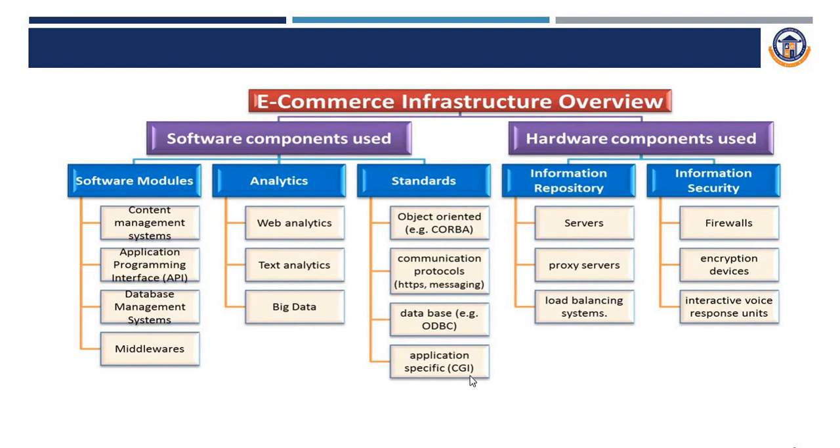Coming to the second major part, the hardware components used in e-commerce or e-business. The first is information repository and the second is information security. Under the information repository, we have servers, proxy servers, and load balancing systems. Under the information security, we have firewalls, encryption devices, and interactive voice response units.